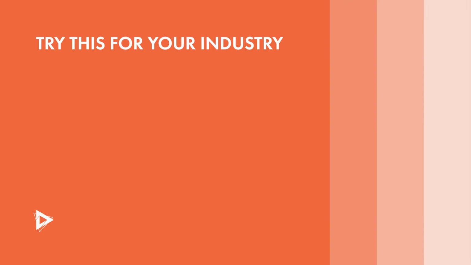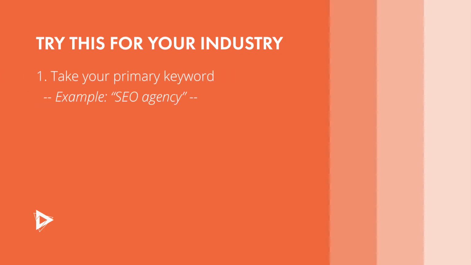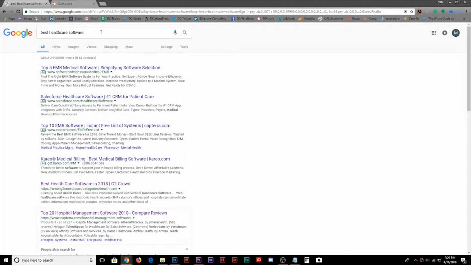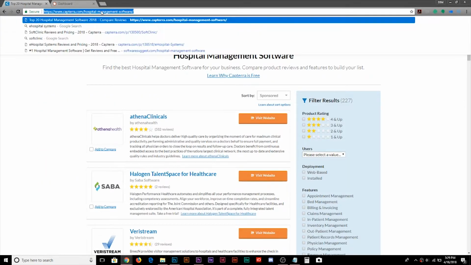Now try that for your industry. Take your primary keywords, like for us, SEO agency, and then type top, best, or reviews. Now look at those results. Those top results, if any of them are paid lists, you're gonna wanna grab that URL. Copy and paste that URL. All right, you got your URL copied.